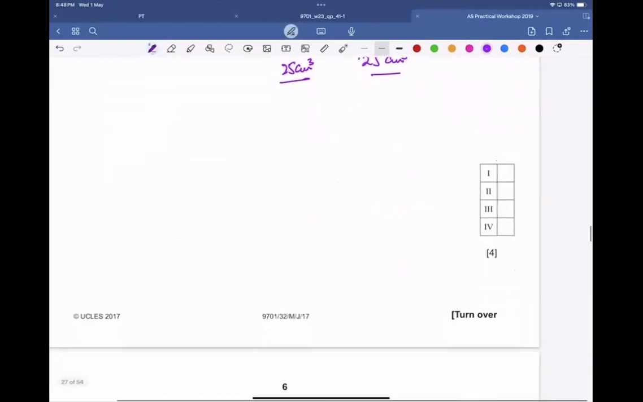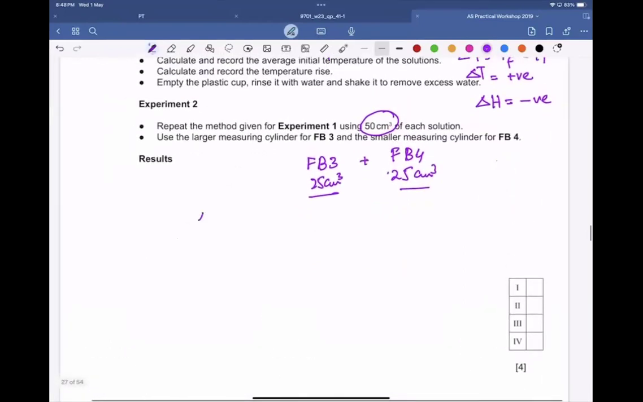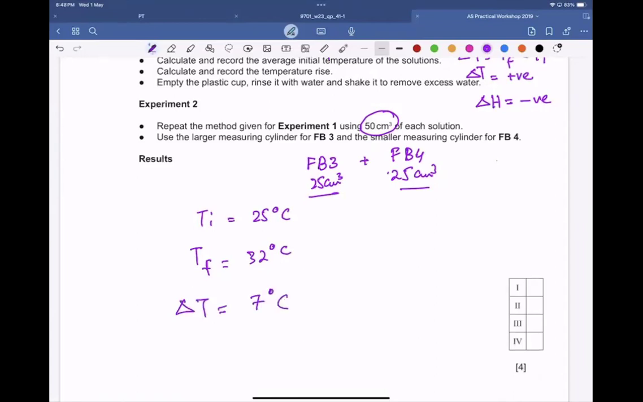Okay. So let's do experiment one, where the initial temperature is 25 degrees Celsius, let's suppose. And the final temperature that we got is 32 degrees Celsius, let's suppose. So the delta T would be 32 minus 25, which is 7 degrees Celsius.